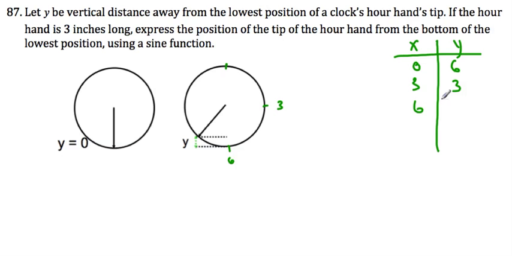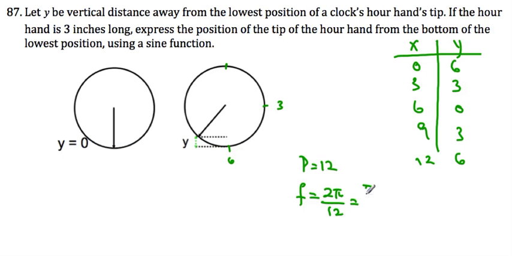When it's 6 o'clock, it goes all the way down to 0. And then when it's 9 o'clock, we are going back up to 3. And 12 o'clock, we're going back up to 6. So in fact, you will realize that the period is equal to 12 hours. That means because it makes up one circle every 12 hours, then what is the frequency which will be needed to make the equation? It will be simply 2 pi over 12, which is equal to pi over 6.